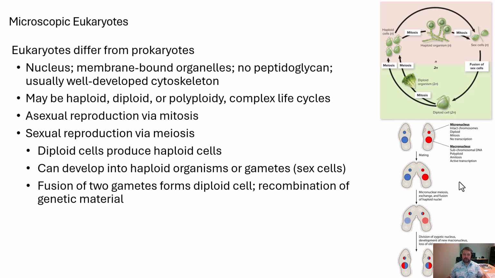Through conjugation, they can swap genetic material and recombine. It's a kind of neat system, but again, it makes it very difficult sometimes to classify these organisms, because they can swap genetic material more readily than a lot of eukaryotes that might belong to the animal kingdom, and whatnot.